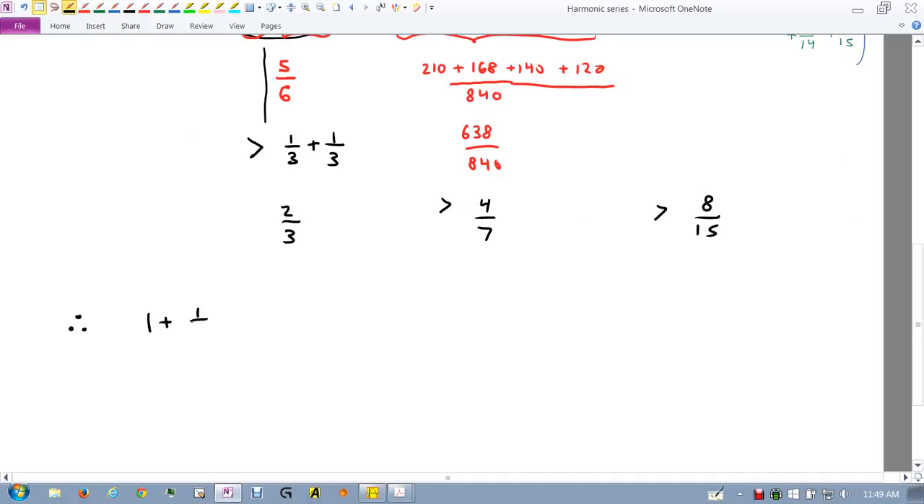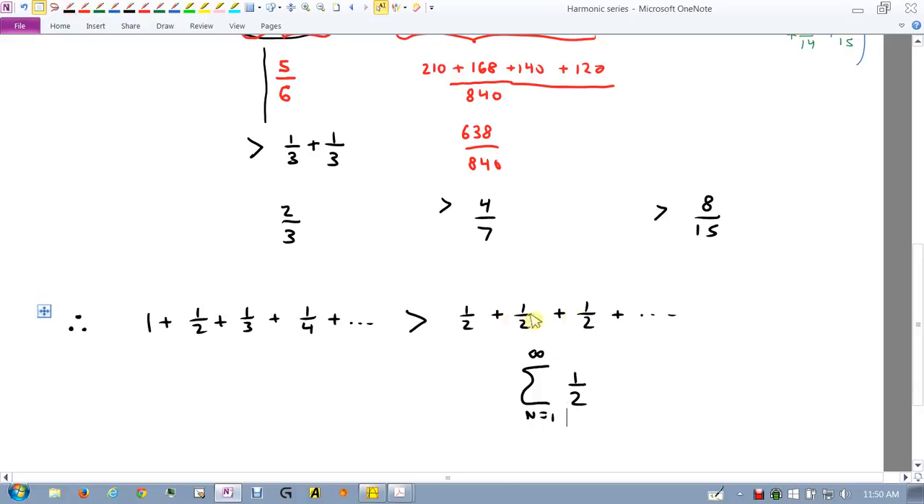1 plus a half plus a third plus a fourth forever is bigger than having a half plus a half plus a half forever, isn't it? A half plus a half plus a half forever. But a half plus a half plus a half plus a half diverges, doesn't it? Doesn't this diverge? Because this is the same as the sum from n equals 1 to infinity of a half. See, n has no control over this.